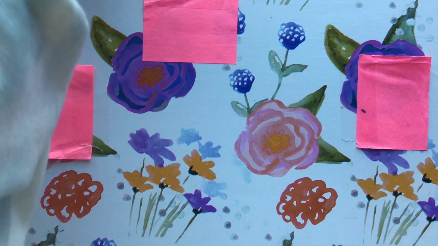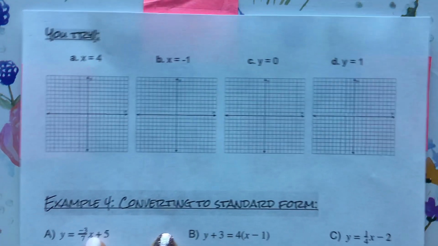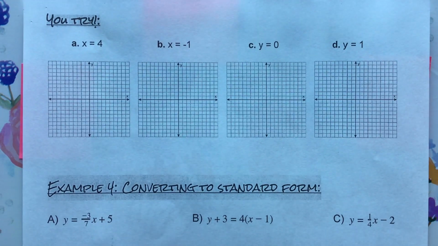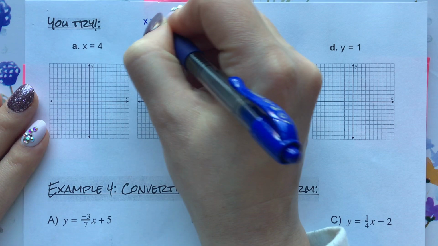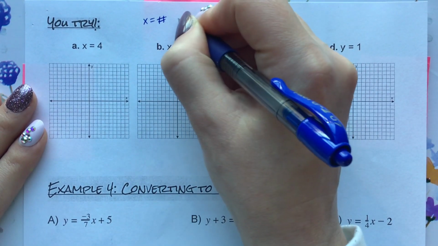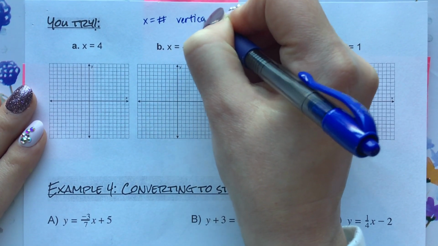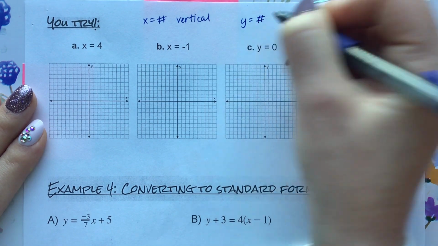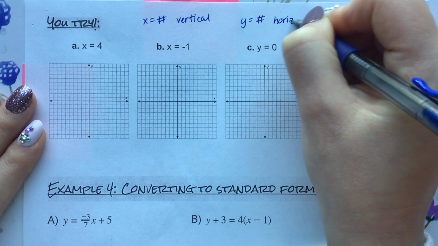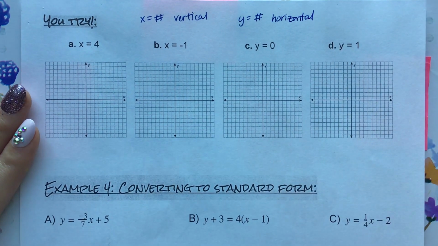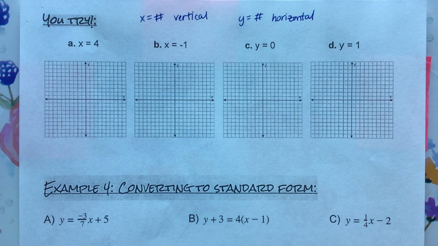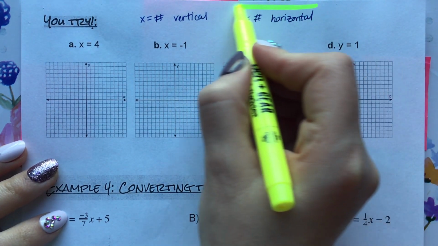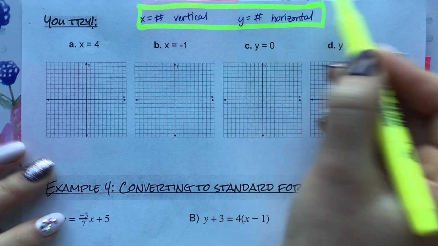Let's do a couple more on the next page where we're just practicing graphing that to remind you how that pattern goes, because I know it can be tricky because it feels like it's opposite. So I'll write it down again. X equals a number is going to be vertical. Y equals a number is horizontal. That is pretty important. I don't want you to forget those patterns. So I'm going to box it in for you.